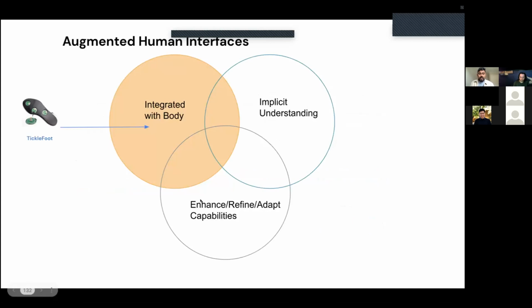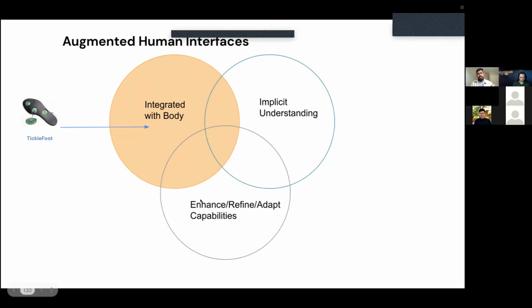Let's look at where this tickle foot interface lies in this diagram. It looks like it's only stimulating our sole, but if you look at the results of the emotional exploration and the behavior, it evokes laughter, and it also increases the skin conductance level. So in that perspective, it also uses our body as an output interface, because it's not only providing feedback to our body, but also evoking laughter and inducing an emotional response.